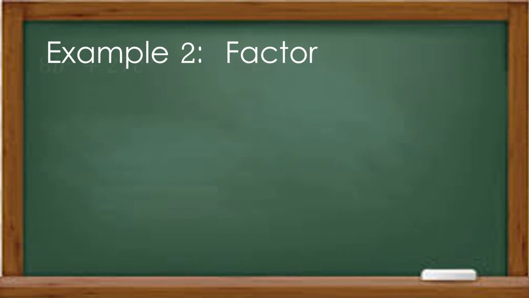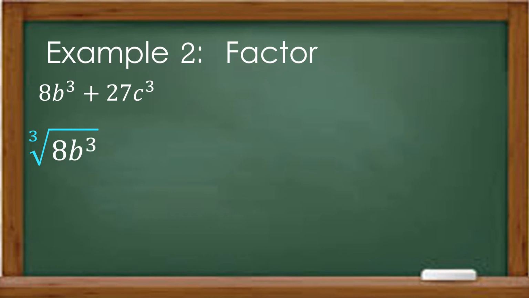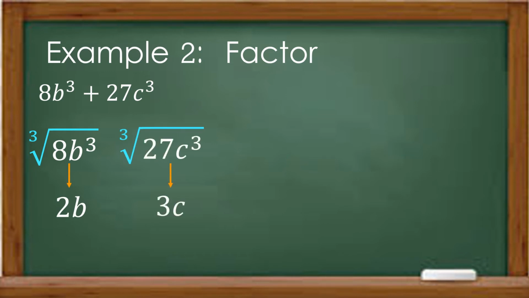Example 2: factor 8b cubed plus 27c cubed. Again, we have a sum of two cubes. So to get the binomial factor, we get the cube root of each term. The cube root of 8b cubed is 2b. The cube root of 27c cubed is 3c. Then we can now express these cube roots as a binomial factor. So we have 2b plus 3c.